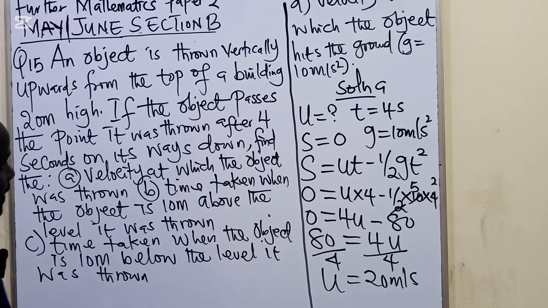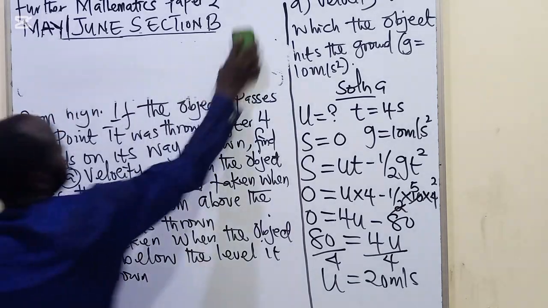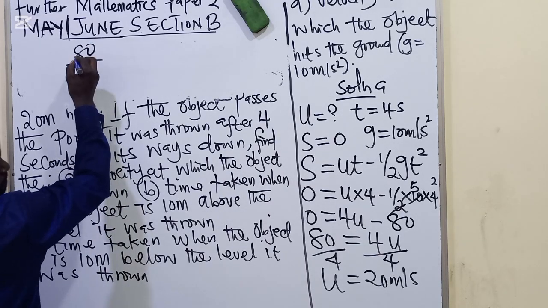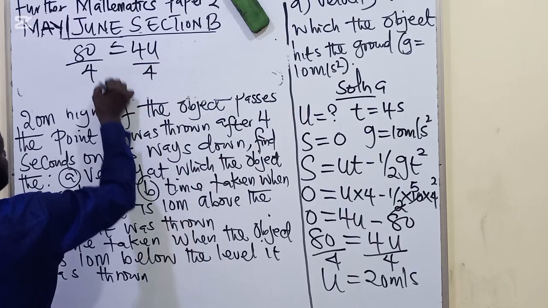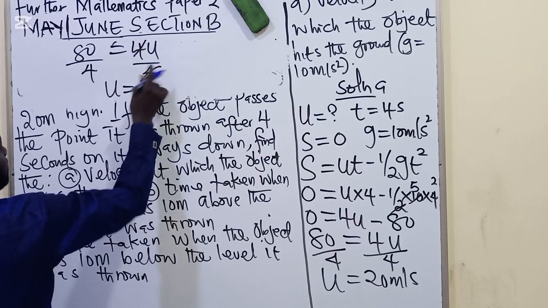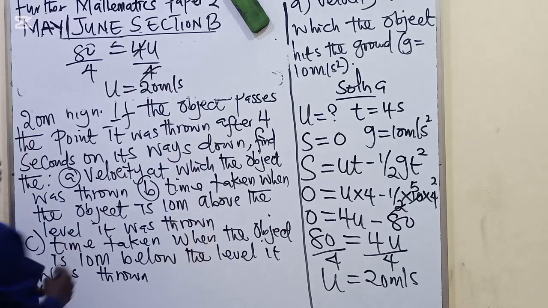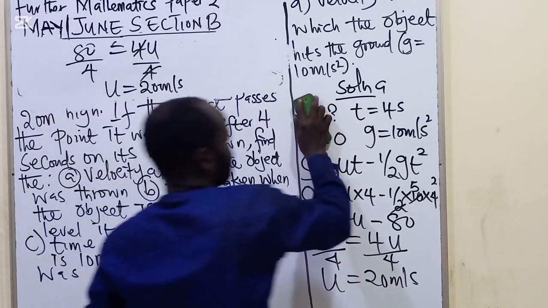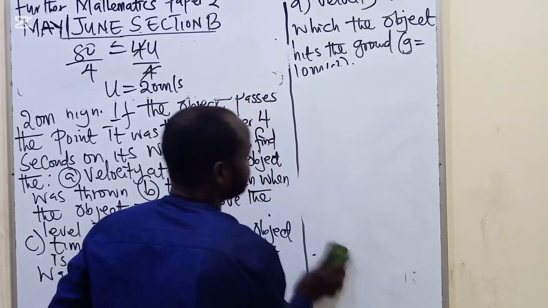Okay. Next question, let me clean this part and take this up. That will be 80 divided by 4, 4u divided by 4. And as I say, u will be equal to 80 divided by 4, that will be 20 meters per second. So this will be the solution to A. We are asked to find the velocity. Let's move to B. Quickly, permit me to clean this part so that we can have space.